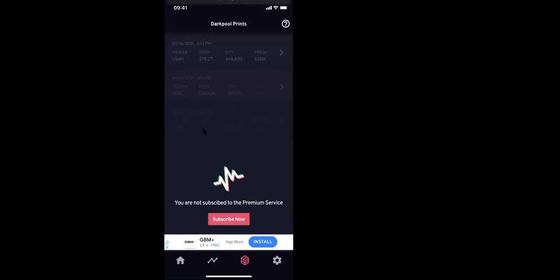So dark pool print, y'all saw that futures is down. So I'm thinking Monday is going to be a little rocky. I was hoping for a good start, but I think Monday's going to be rocky. But dark pool prints, that's just the simple on that.